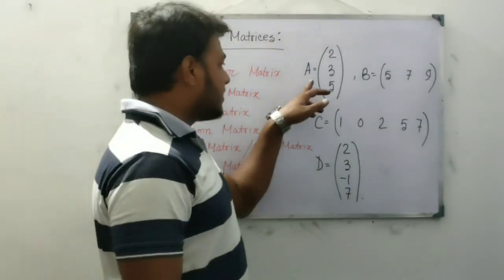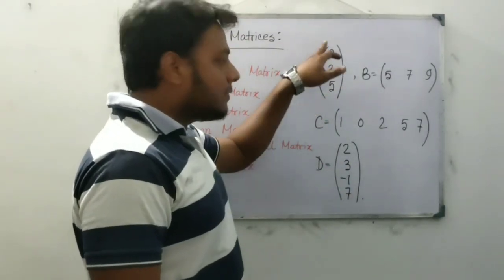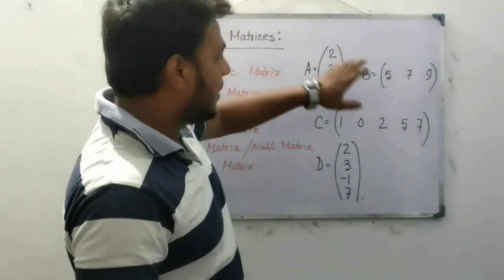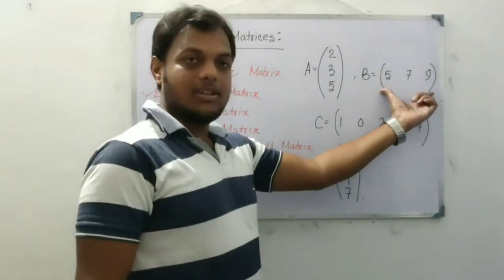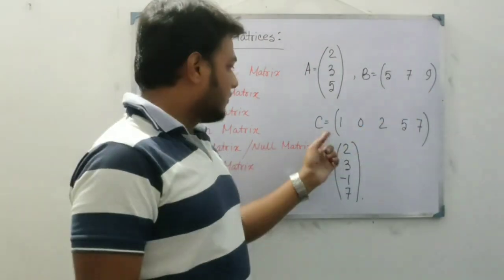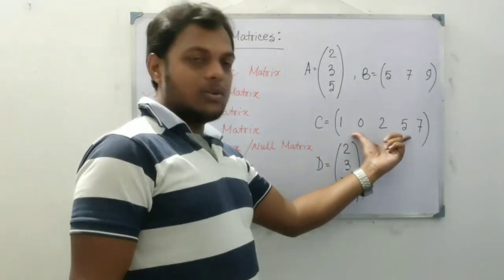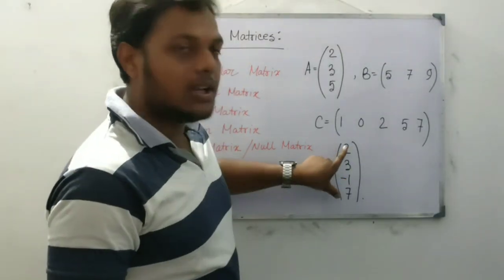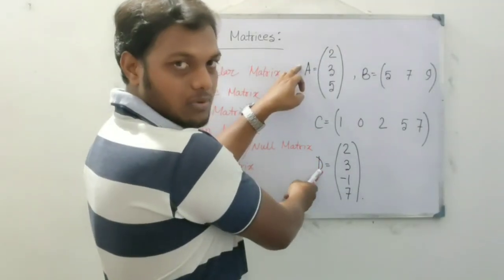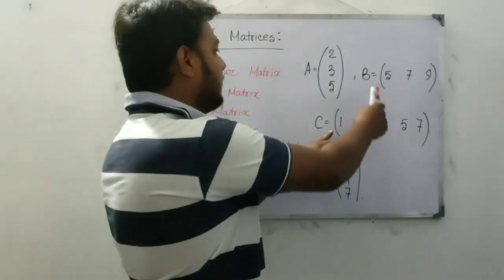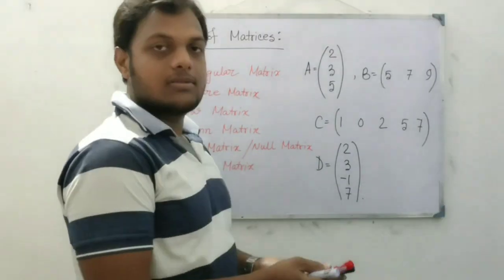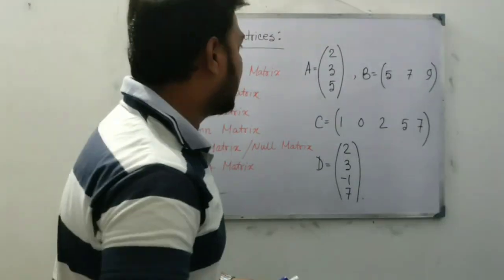See the first example, the matrix A. This matrix has only one column. See, only one column is there. And for the matrix B, only one row is there. How many rows are there? Only one row. For matrix C, only one row. For matrix D, only one column. So here A and D are column matrices, since only one column is there, and B and C are row matrices.